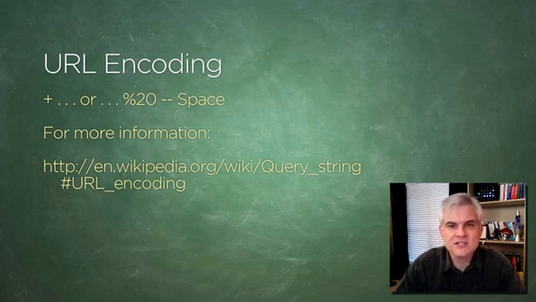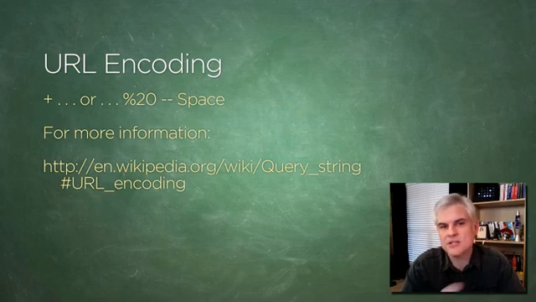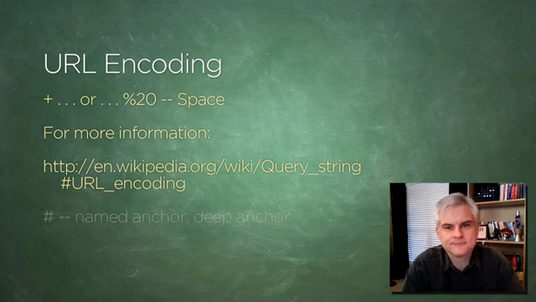Now, there are dozens and dozens that you can find in any reference for URL encodings, but only a handful are really used frequently. So what I'd encourage you to do is just search for the term URL encoding in Bing.com, or check out the Wikipedia article that you see here on the screen for more information about URL encodings.